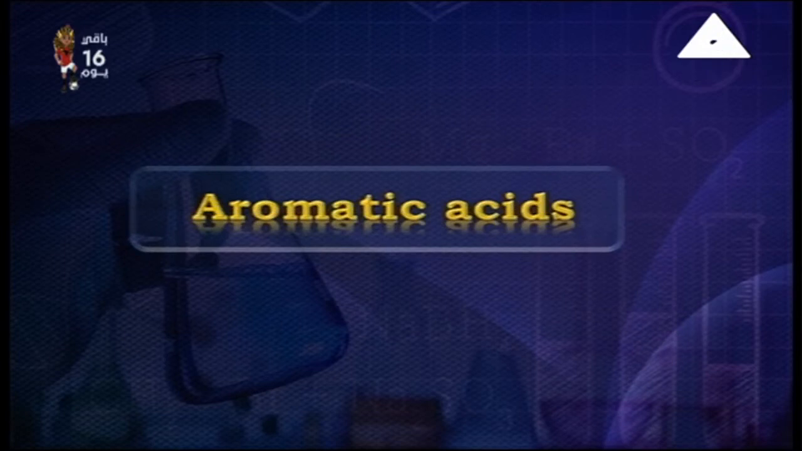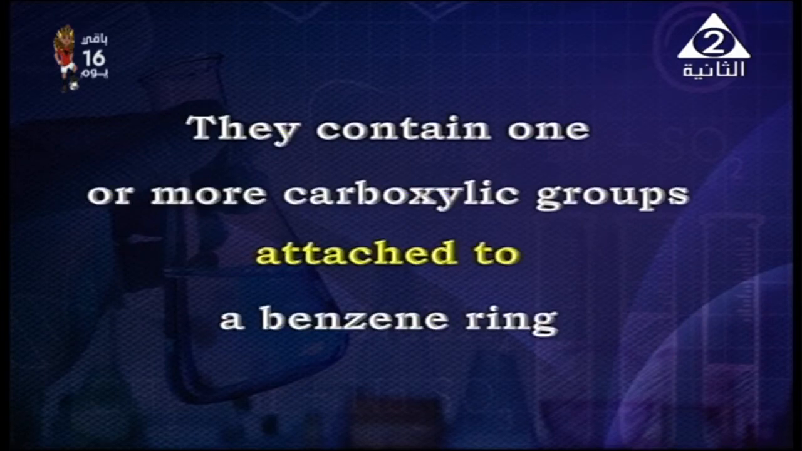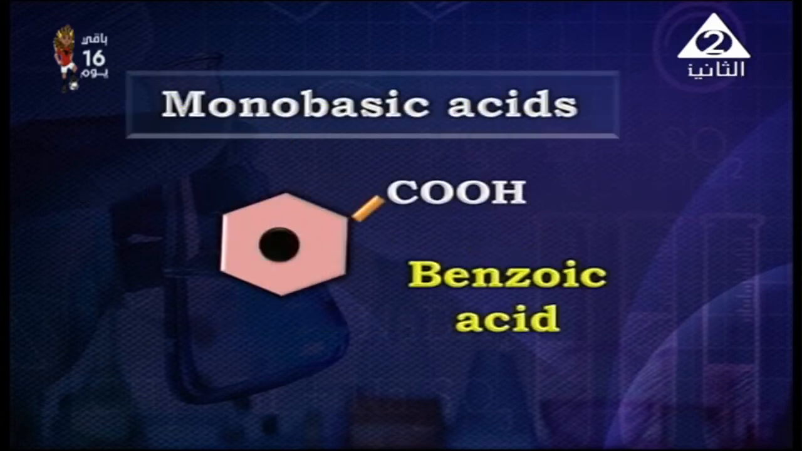Now, my dear students, we are going to discuss the aromatic acids. They contain one or more carboxylic groups attached to benzene ring. Monobasic acid, as benzoic acid, as shown on the screen.